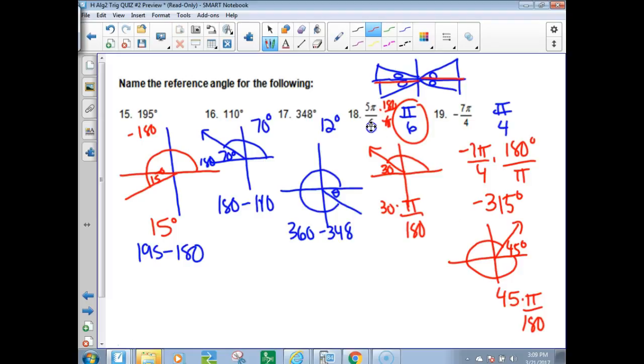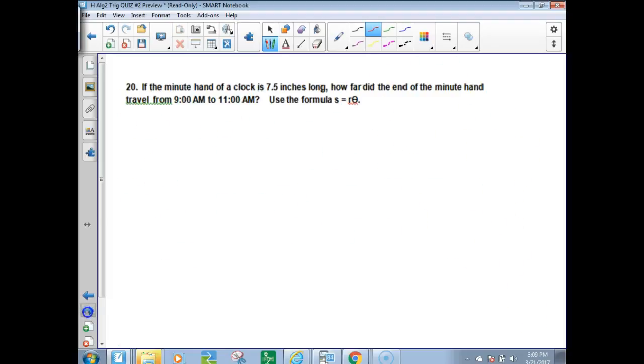I gotta be honest with you, these are the easiest ones to know the reference angle, because that's 30 degrees reference angle, that's 45 degrees reference angle when it's pi over 4 anything. Yeah, it's kind of easier than the other ones, if you want to know the truth.